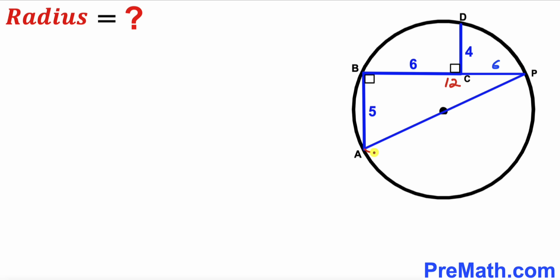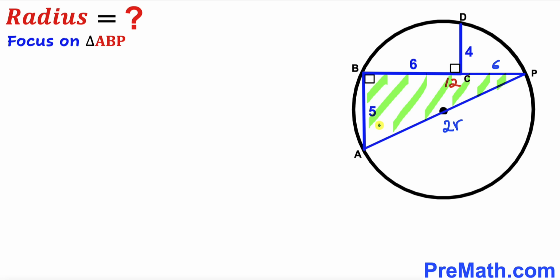And now we know that this is the radius of this circle. I'm going to label this one lowercase r. Likewise, this is radius as well. This is going to be lowercase r as well. So therefore, this whole diameter AP length is going to be r plus r is going to give us 2 times r. And now our task is to find the value of the radius lowercase r. And now we are going to focus on this right triangle ABP.